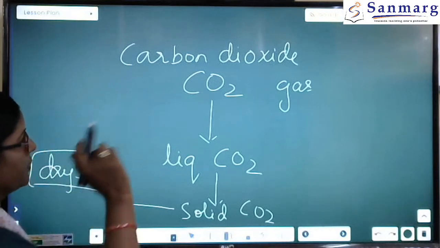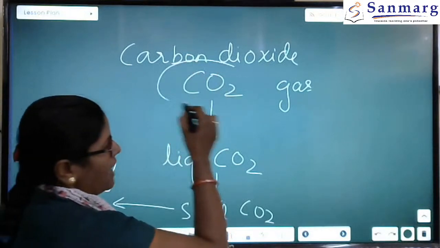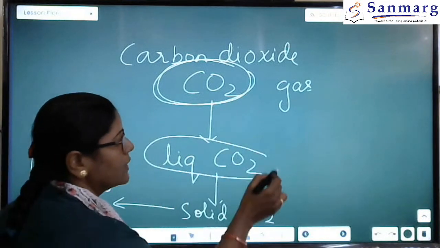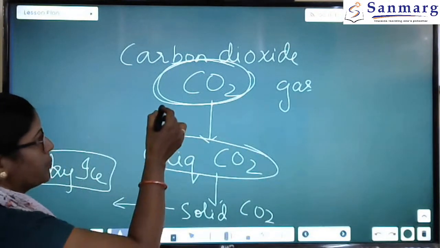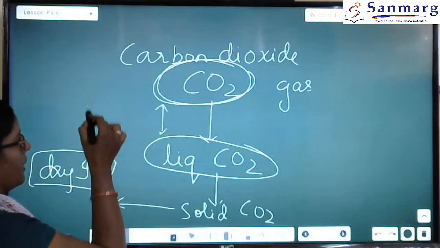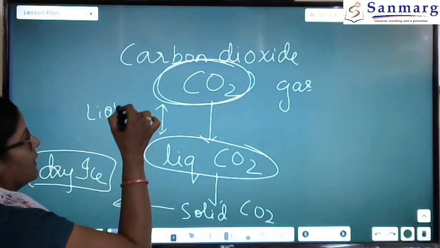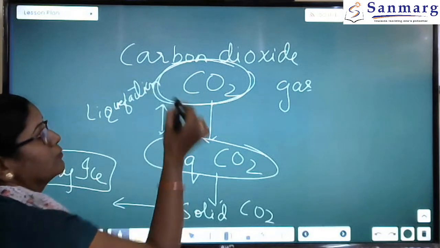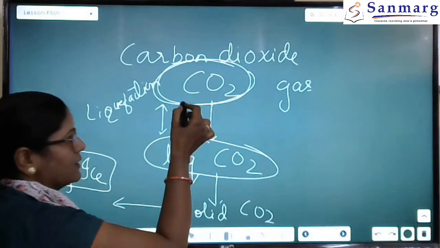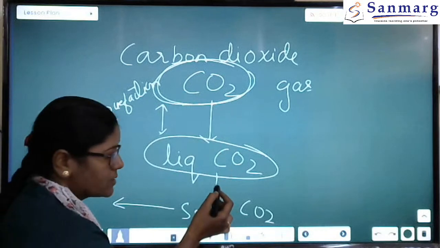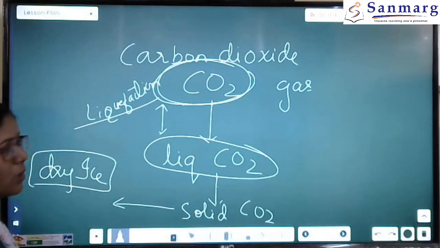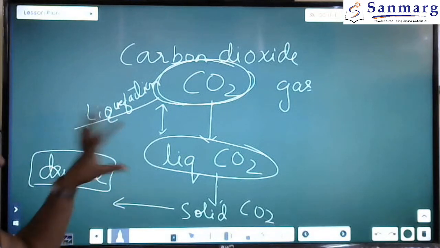So now carbon dioxide gas can be converted into carbon dioxide liquid. This process is called as liquefaction. Conversion of carbon dioxide gas into carbon dioxide liquid is called as liquefaction. In general, it is called as liquefaction of gases.